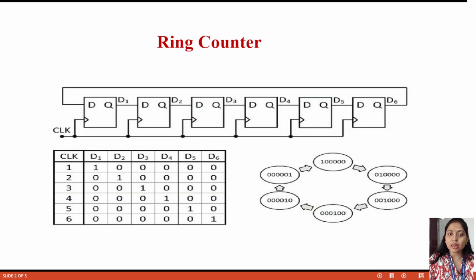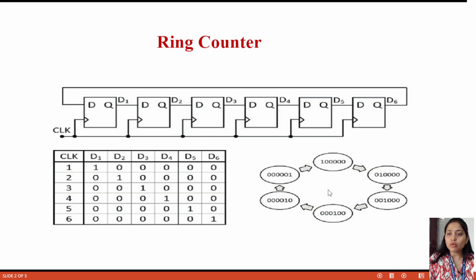Now you know that the clock is very important for the counter. So here this is a synchronous counter. Synchronous means the clock pulse is used where all the flip-flops work simultaneously on the clock. That means clocks are simultaneously used in all the flip-flops. But in the case of a ring counter, the main important part is that the Q of D6, that means the output of the last flip-flop D6, is connected to the first flip-flop input.